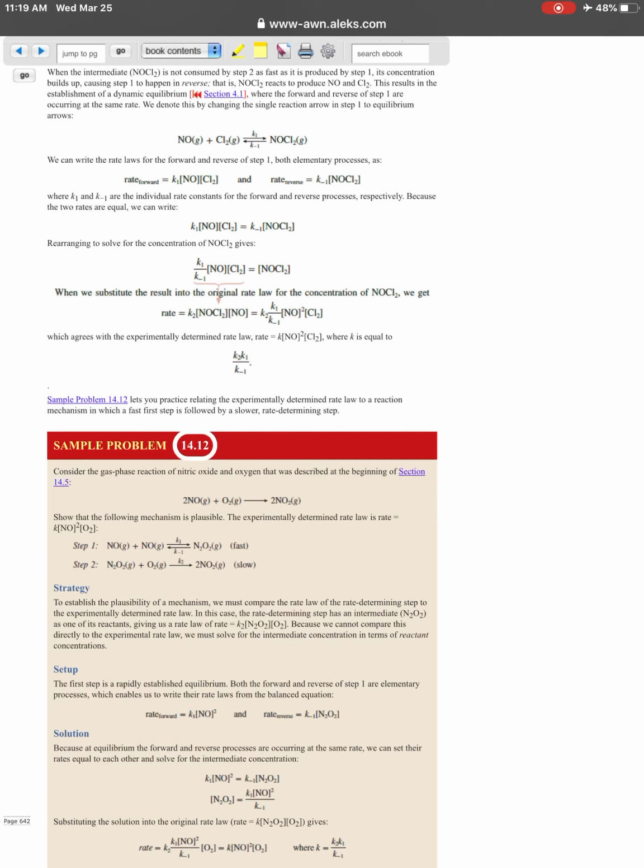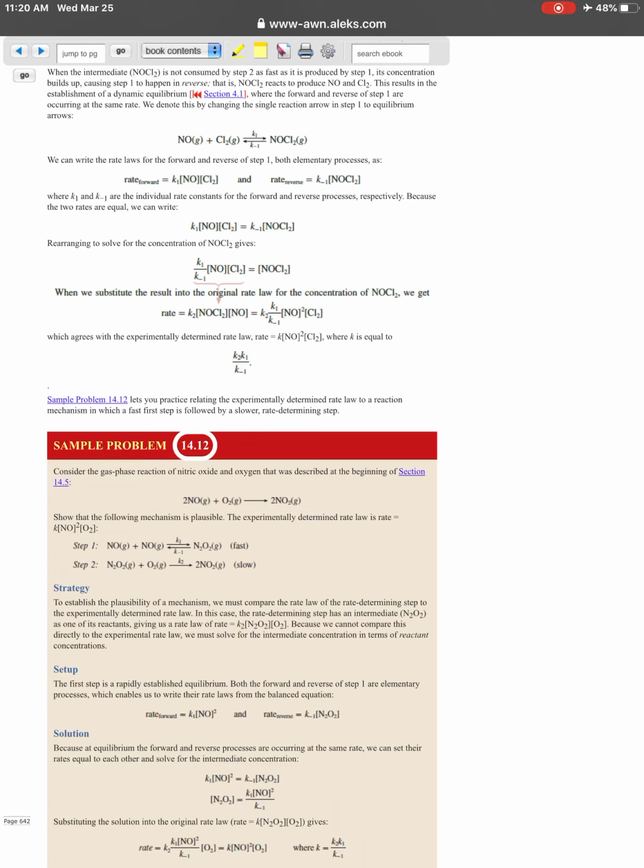We can write the rate laws for the forward and reverse of step 1, both elementary processes, as rate forward = k1[NO][Cl2], and rate reverse = k-1[NOCl2], where k1 and k-1 are the individual rate constants for the forward and reverse processes, respectively. Because the two rates are equal, we can write k1[NO][Cl2] = k-1[NOCl2].